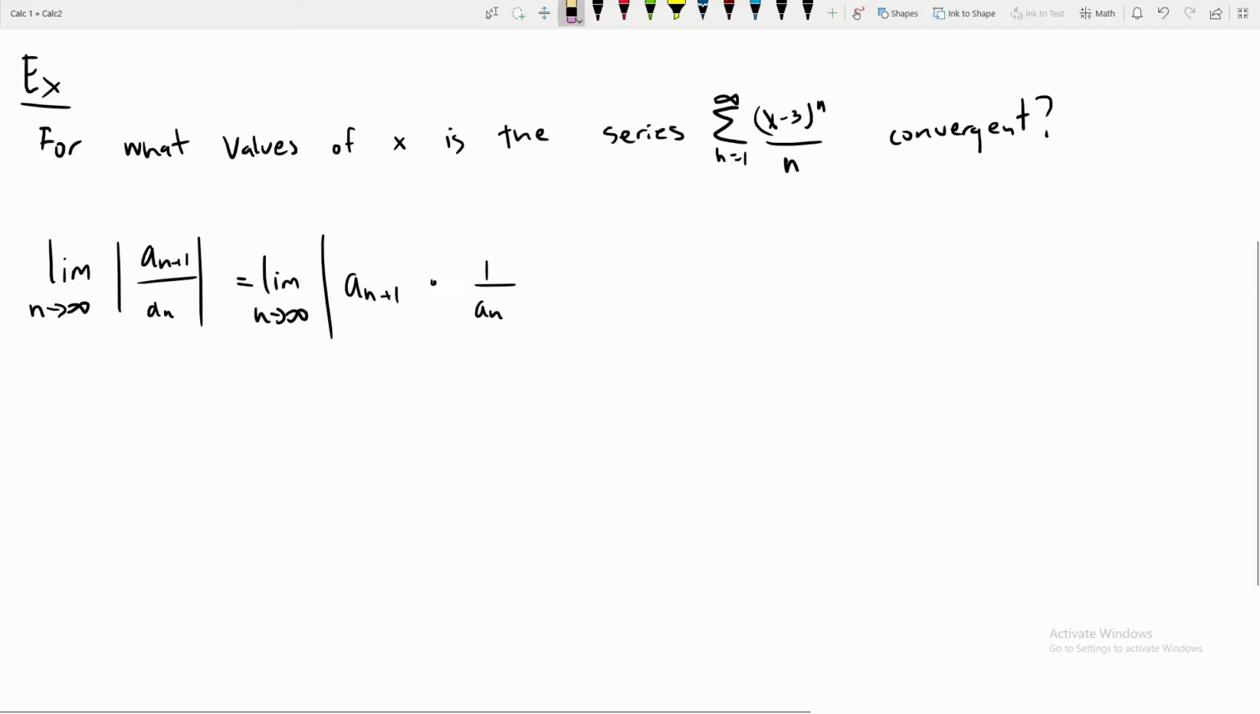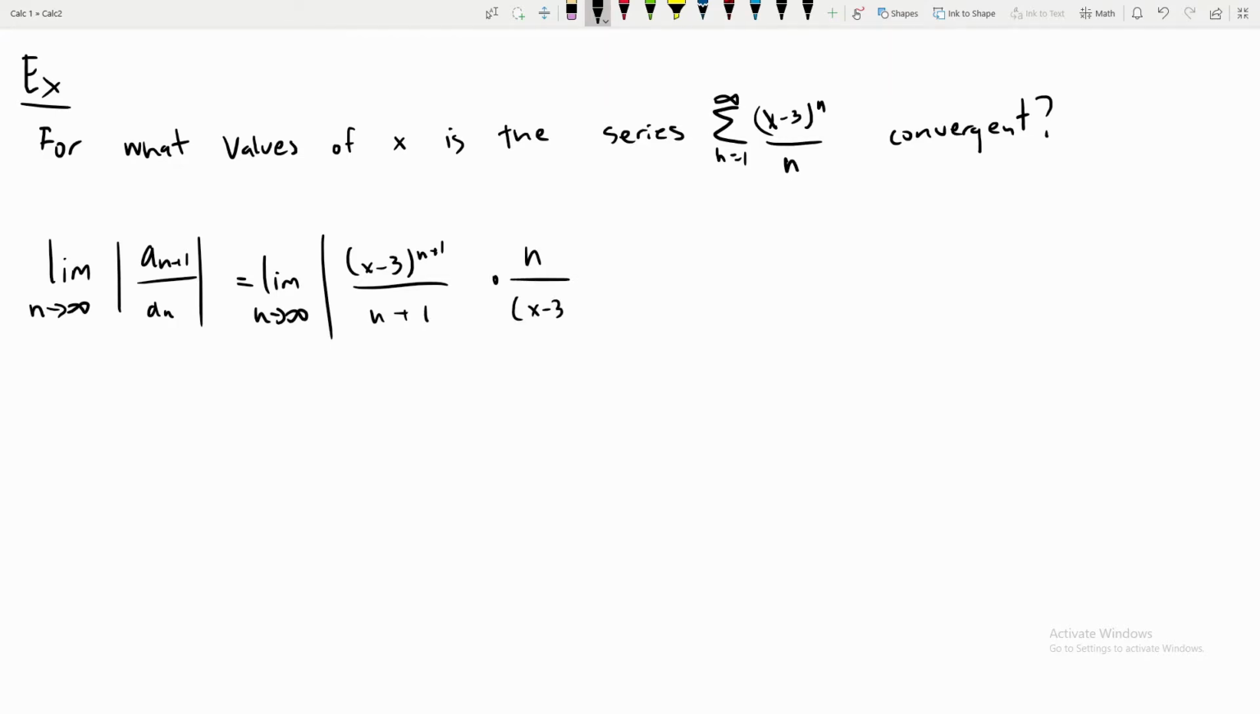I'm just going to write it like that so we don't have layered division, but it's going to look like this. We're going to have (x minus 3) to the n plus 1 over n plus 1, times n over (x minus 3) to the power of n. Now we can see that we can cross these out and be left with just x minus 3 over here. So this will simplify to the limit as n approaches infinity of (x minus 3) times n over n plus 1.